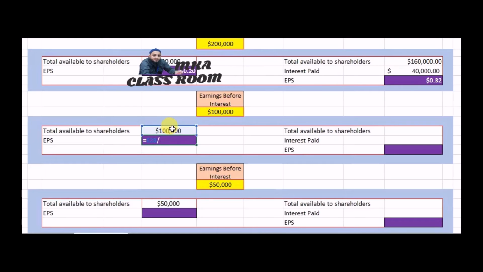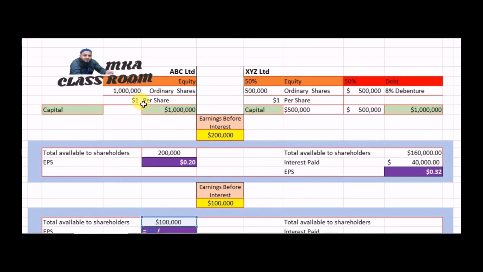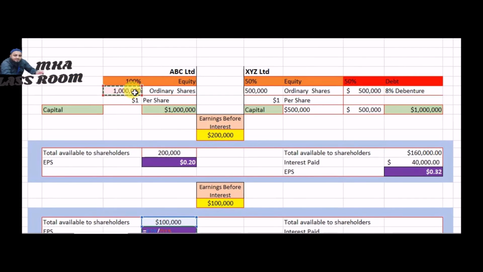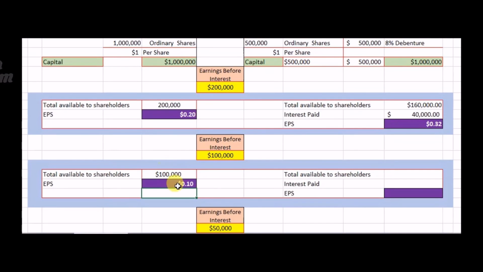divided by the number of outstanding shares. So we are seeing 10 cents. So whenever earnings are down to 1 lakh, the unlevered company's earnings are down to 10 cents. Now we will see what will happen to the XYZ levered company's earnings.